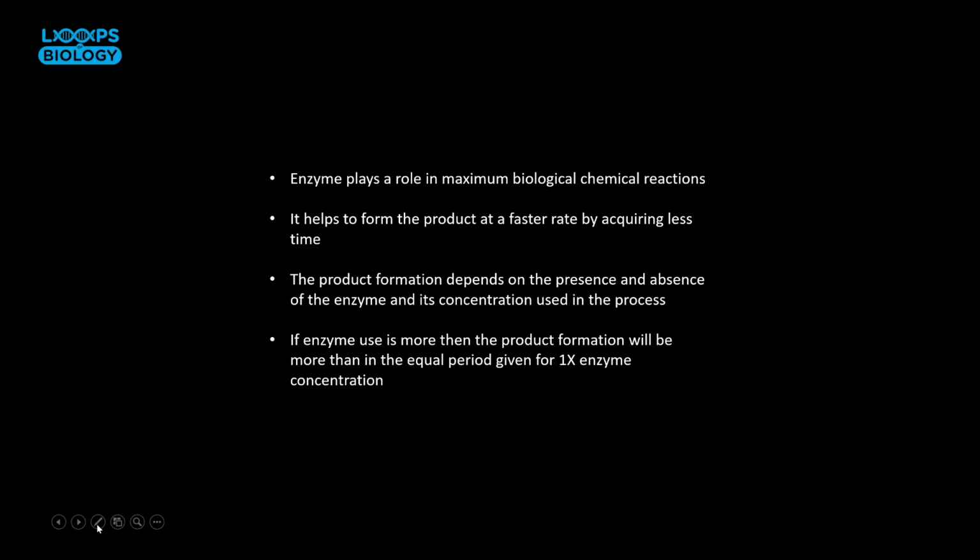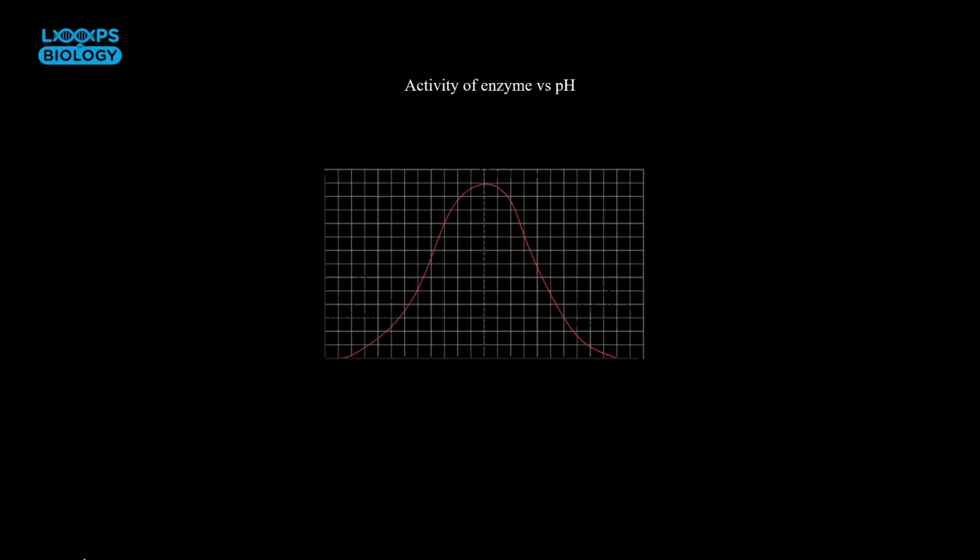If enzyme use is more, the product formation will be more than in the equal period given for 1x enzyme concentration. That is what I have told you, that in the same time period I am going to get more product if I am using more enzyme. Alright, let's talk about activity of enzyme on y-axis and pH on x-axis.